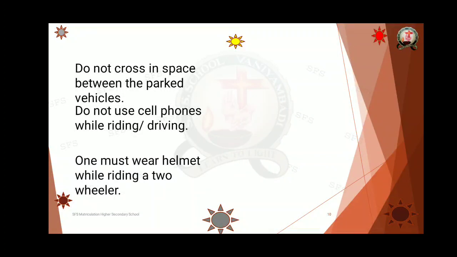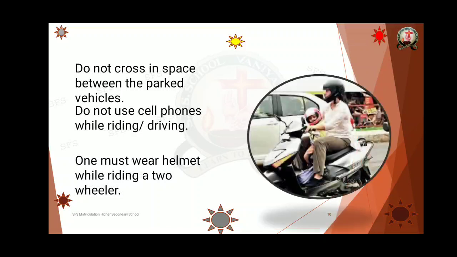One must wear a helmet while riding a two-wheeler. This is very important. If you are riding a bike, two-wheeler, cycle, anything, in our Tamil Nadu or in India, we are not using helmets for riding cycles too. But in foreign countries we have to wear a helmet if we are riding a bicycle. So helmet is very important to ride bikes or bicycles.